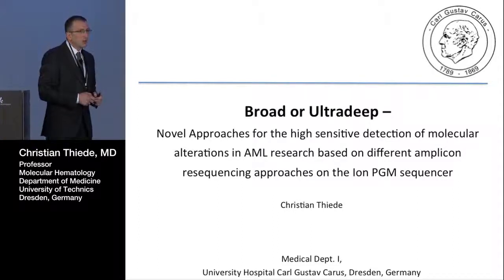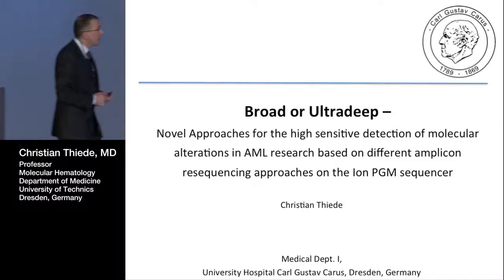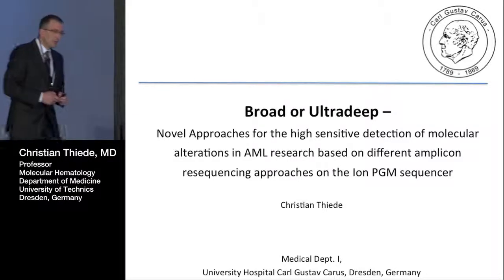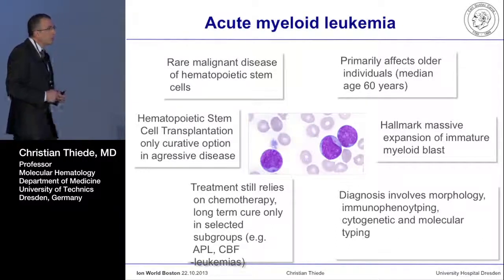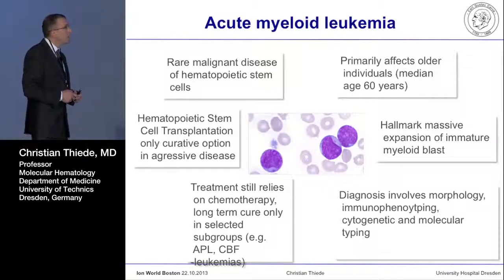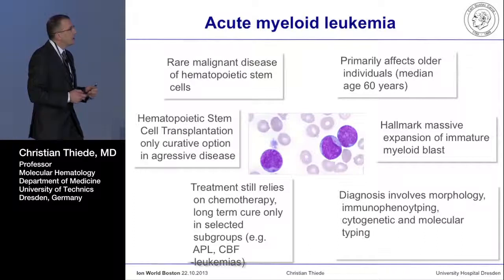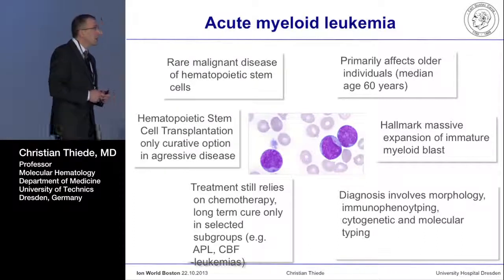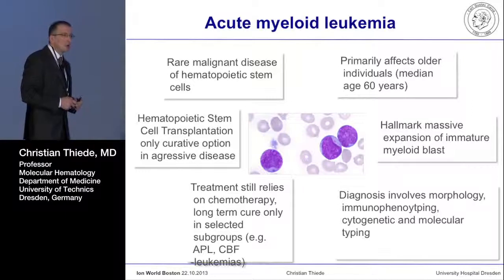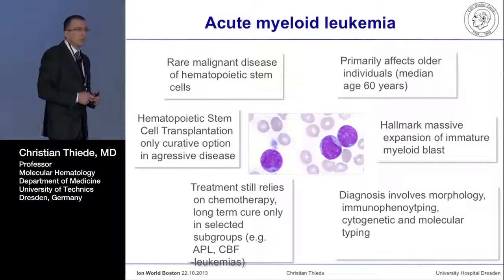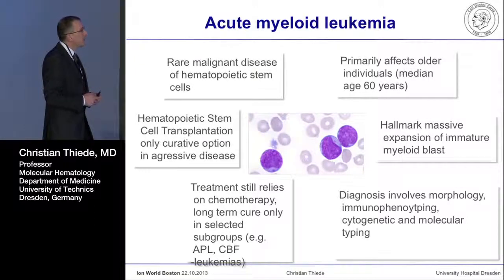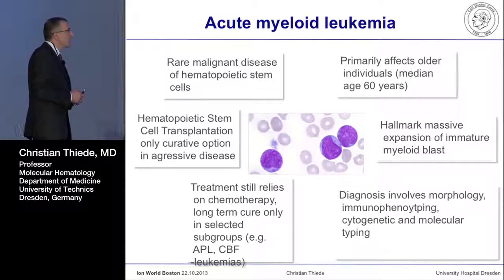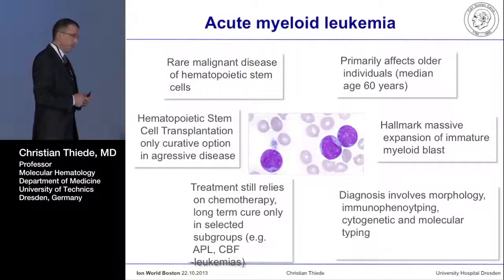Just to give you a broad background about AML, AML is a malignant disease of hematopoietic stem cells. It is quite rare, affecting about 1.3 individuals per 100,000 in developed countries. The median age of patients is in the range of 60, so it's a disease of the elderly. The hallmark is a massive expansion of myeloid blasts in the bone marrow, which then confer all the problems with which these patients have, namely that they are bleeding, they are losing their leukocytes, so we get infections.